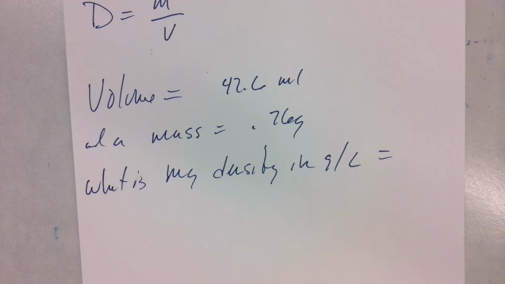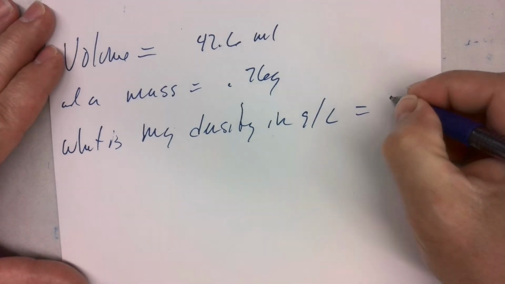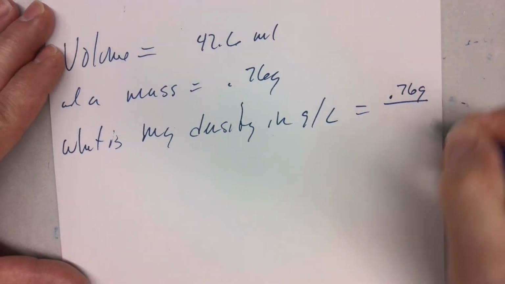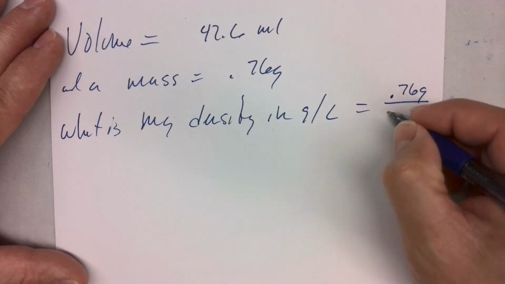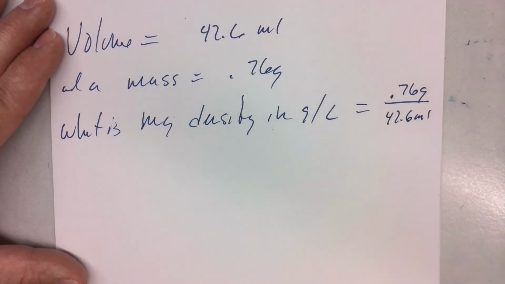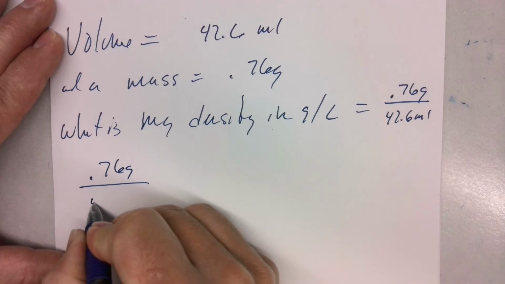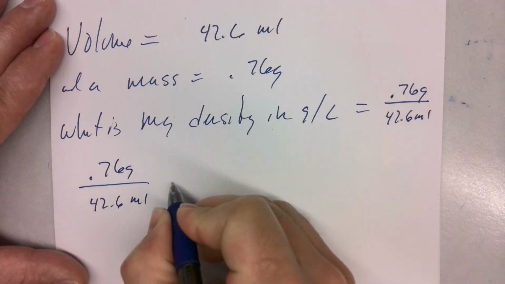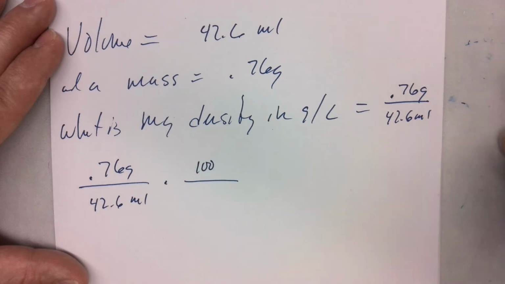Anybody know how to do that? That was a question. I didn't want the silent treatment. Nobody? So the 0.76 goes over the top. So I got 0.76 grams. And then on the bottom, 42.6 milliliters. And you have to switch that to actual liters, so you have to divide by 1,000. So 0.76 grams over 42.6 milliliters. Can I just times that by 1,000?